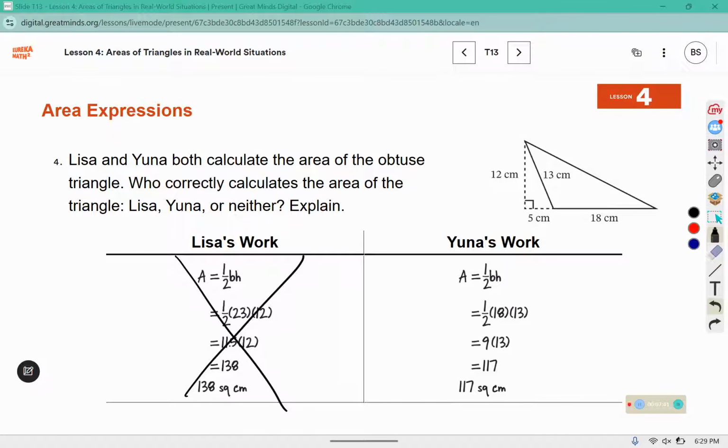But we know Lisa is incorrect. Let's look at Una's work. Una says half of the base, and she uses a base of 18, which is correct. But she says the height is 13. And that is not the height because it has to be perpendicular to the base. It should have a height of 12. So we are going to say neither.